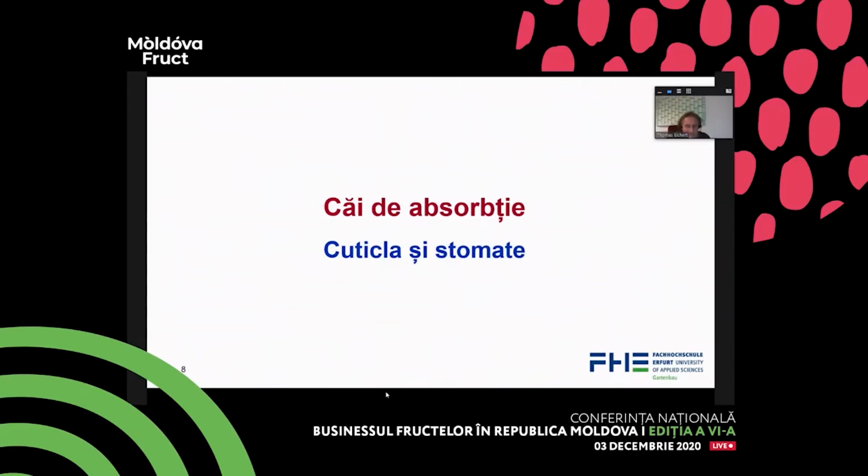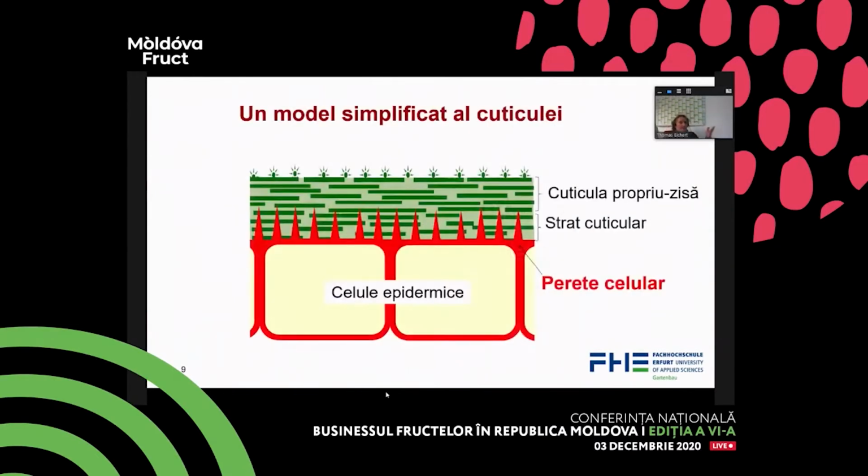Well, where is it taken up? What we apply to the leaves? There are basically two main pathways. The first is the cuticle, the skin, this water-repellent skin, and the stomata, these openings in the leaves which allow the plants to absorb carbon dioxide for photosynthesis. So this is a simple model of the cuticle.